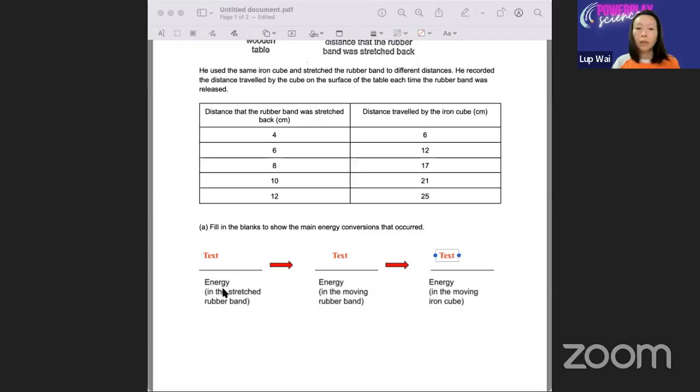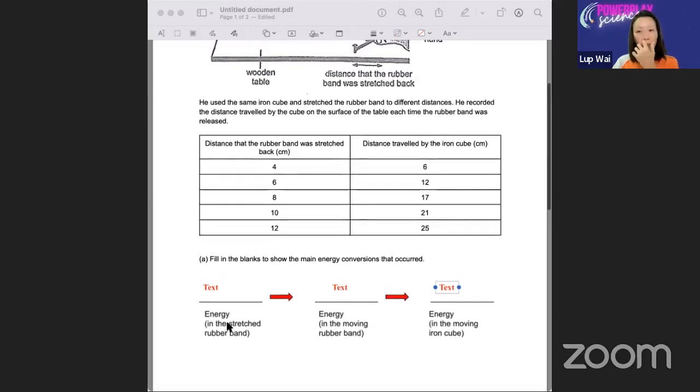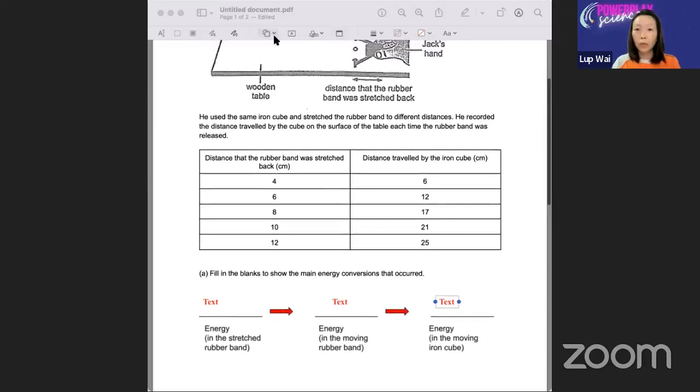Okay, so from here, you know that energy in the stretched rubber band. So what's the focus over here? The focus over here will be the stretched rubber band. So from this stretched rubber band, you know what kind of energy it has? Right, that is the elastic potential energy. How do I know? A lot of students will know that whenever they see a spring, they see a rubber band, they know that it's elastic potential energy. So this is pretty straightforward for a lot of kids here.